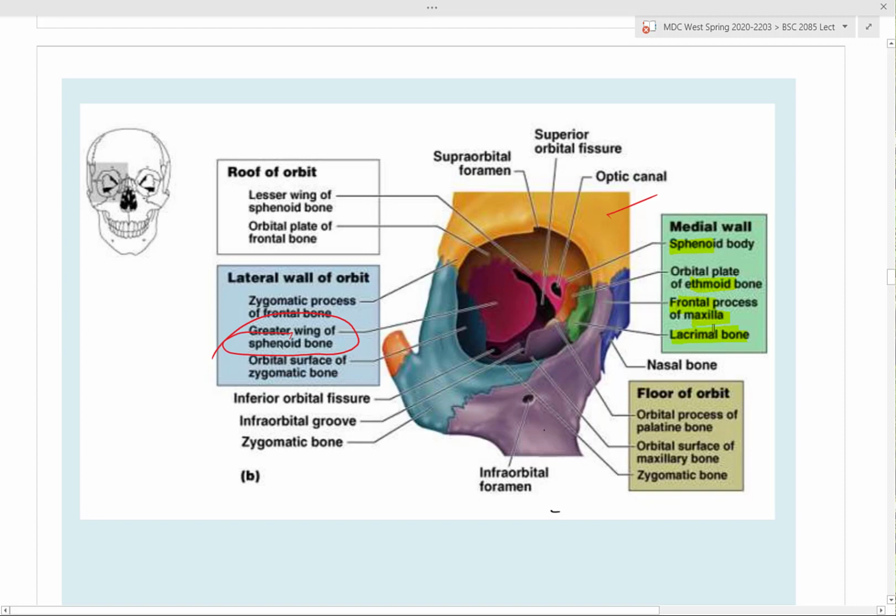On the lateral wall, everything in blue here. So again, you have your zygomatic process, your sphenoid bone, and of course, your zygomatic bone. So most of it is what? Zygomatic bone. Superiorly, you guys know is the what? Frontal bone. Inferiorly, you guys know is mostly what? The floor will be mostly what? Palatine, right? And then it's going to be your zygomatic bone, most of it, as well as your maxilla.